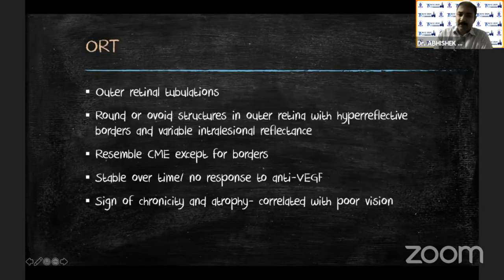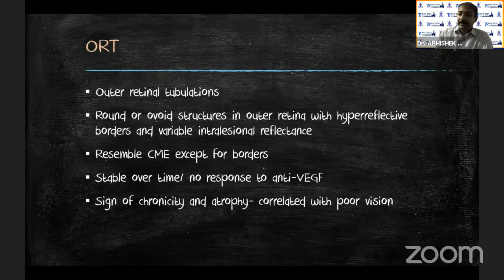Now, I think this is one of the most remarkable, or rather, easy to recognize features if you see it on your OCT. If I can mark at least these two features, if you can see my marker here and here. These are basically outer retinal tubulations. They are round or oval structures in the outer retina with hyper-reflective borders and variable intraluminal reflectance.